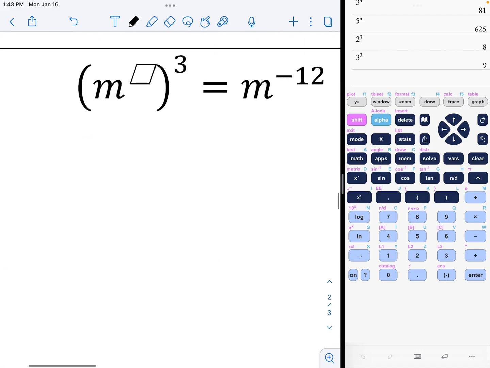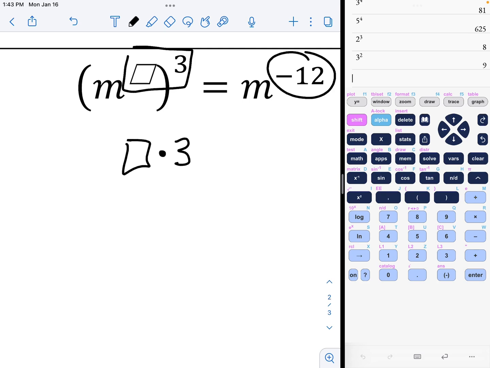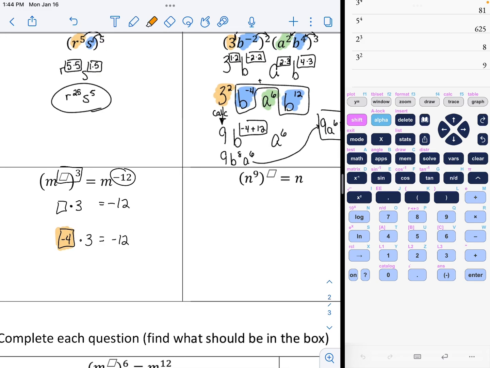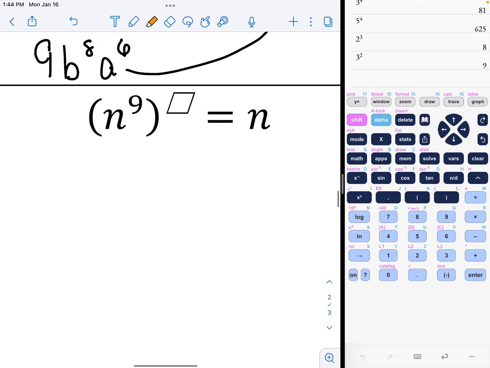So what goes in this box to make this equation true? Well, remember, whatever these are will be multiplied. So I'm saying the box times 3 has to make negative 12. Well, inverse property would tell me to divide. The box needs to be a negative 4 because negative 4 times 3 is the only thing that will give you negative 12.